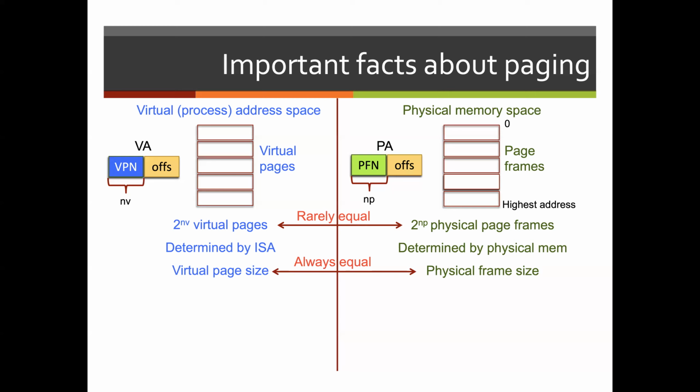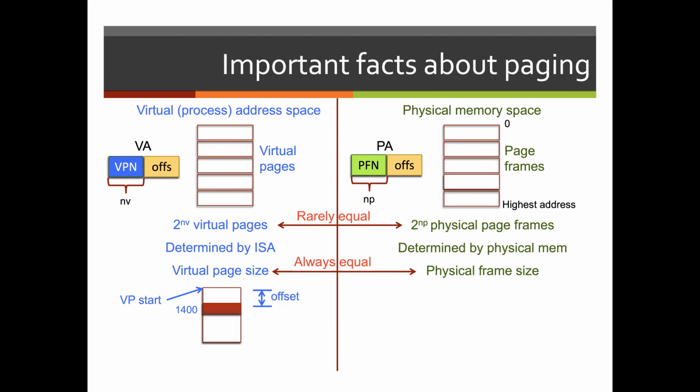Now, an important question to consider is, why is page size and frame size going to be equal, but the number of virtual pages and physical page frames are not going to be equal? So you want to keep in mind that we want to keep these equal so that we avoid external fragmentation.